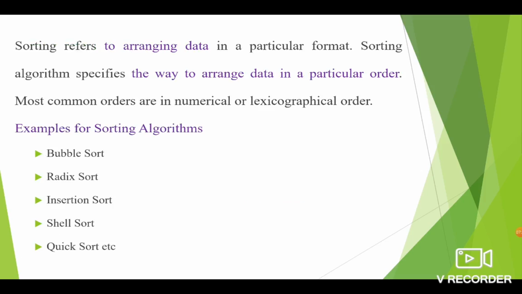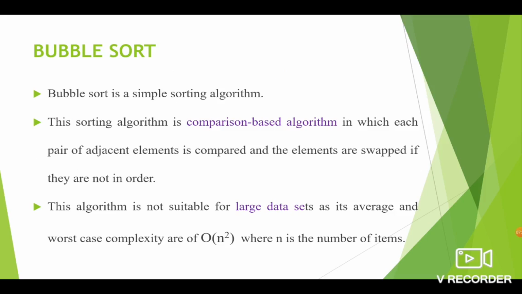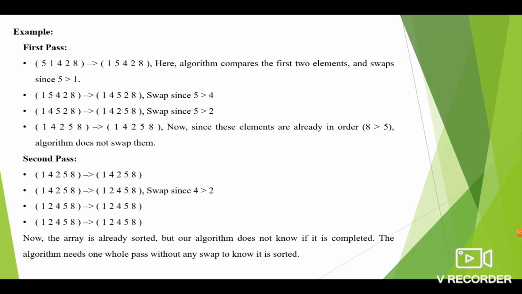So once again, bubble sort is a simple sorting algorithm. It is a comparison based algorithm where we are comparing the adjacent elements. If the elements are not in order, you have to perform the swap operation. This is only suitable for small data sets. It is not suitable for larger data sets.